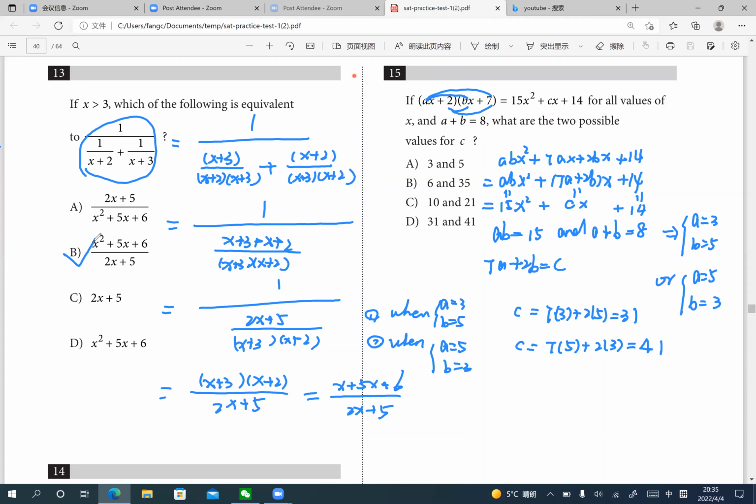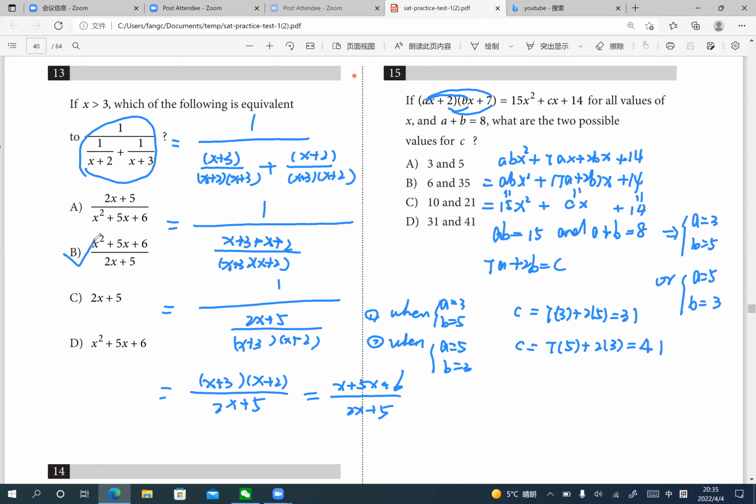So AB should be equal to 15, and 7a plus 2b should be equal to c. So these should be equal to each other one by one. Now we get a times b equals 15, and 7a plus 2b equals c. And another given condition is a plus b equals 8.